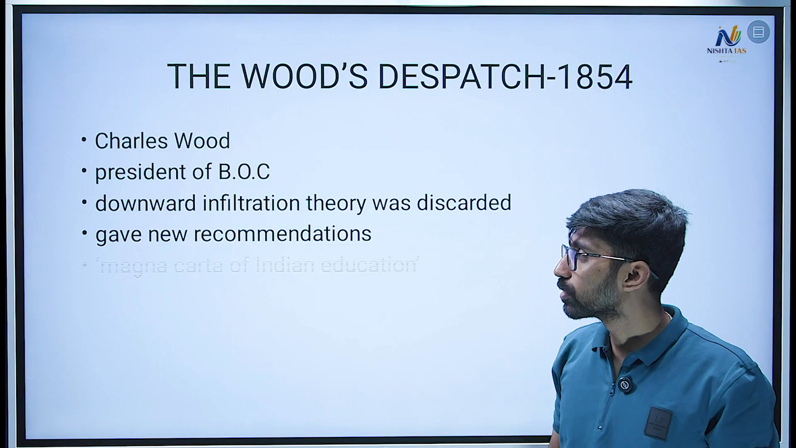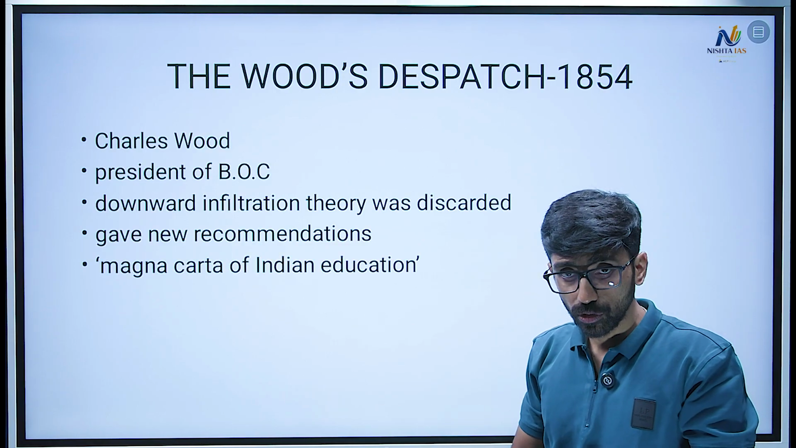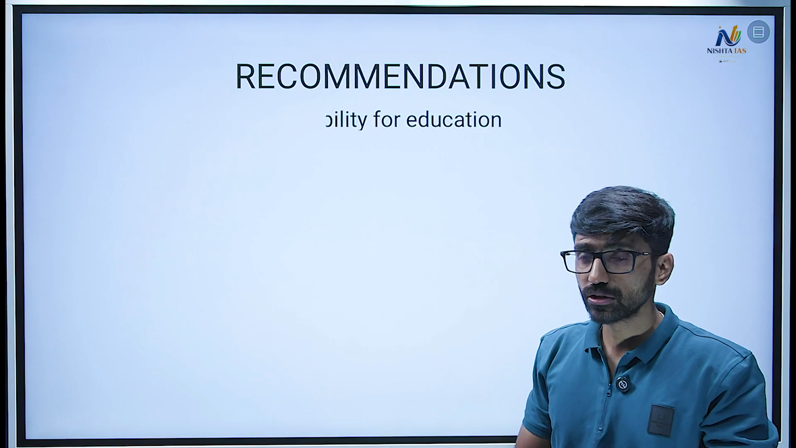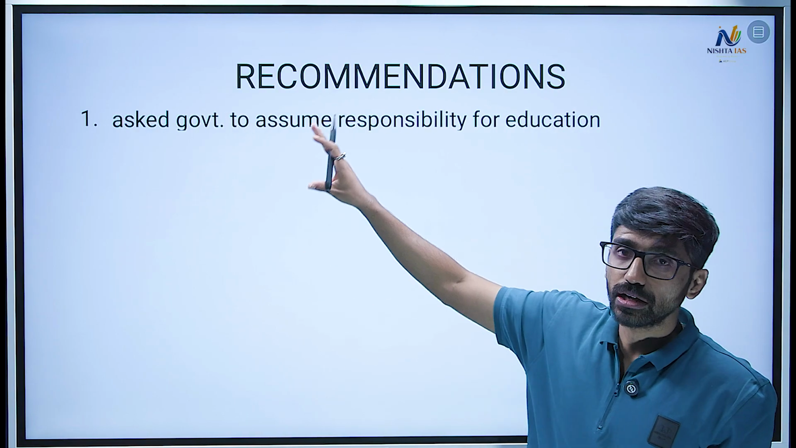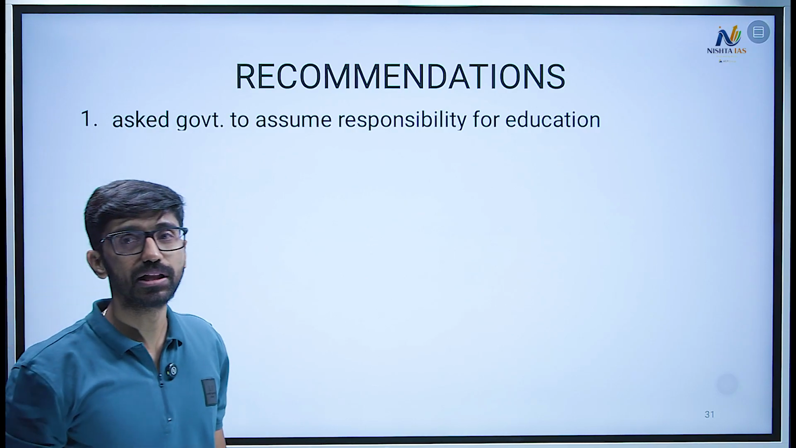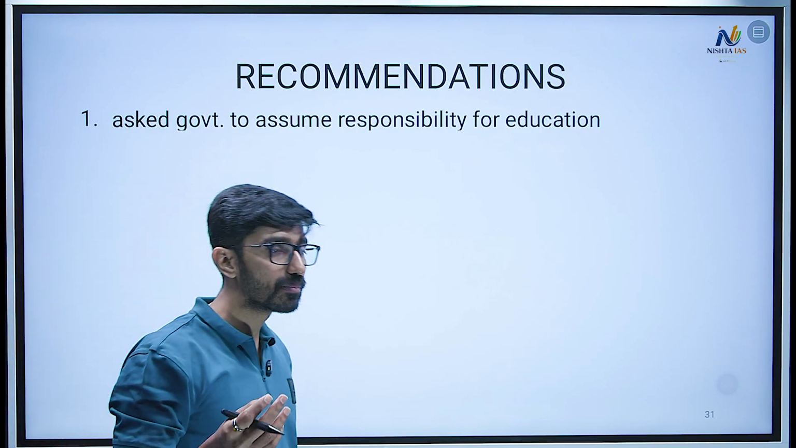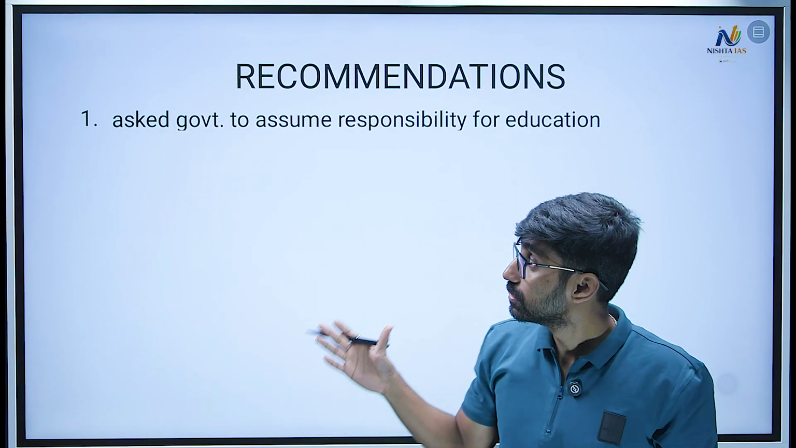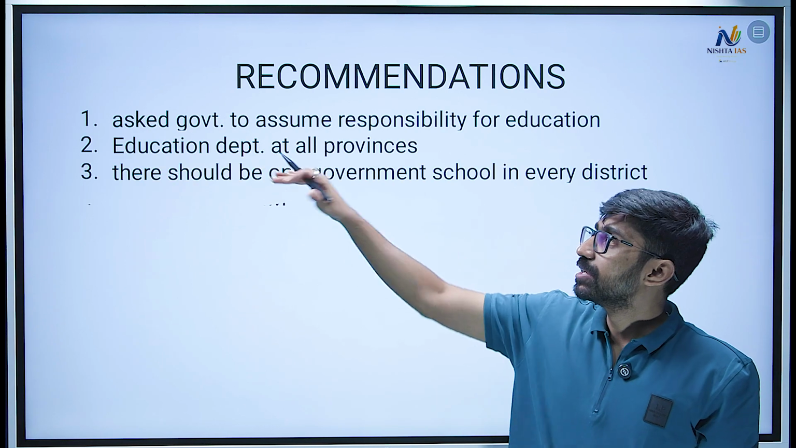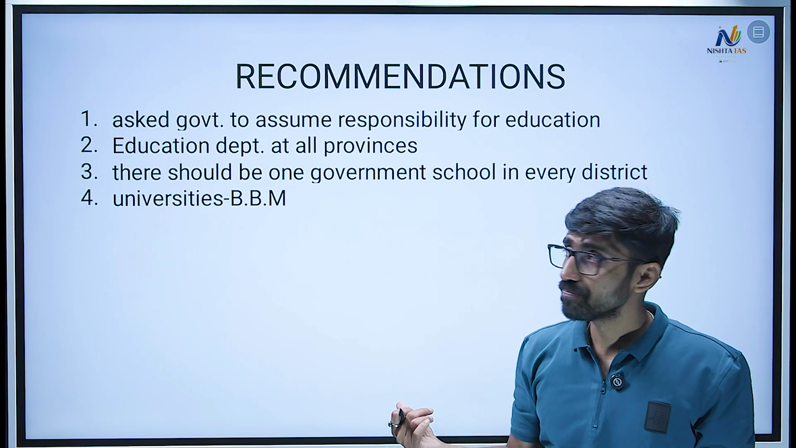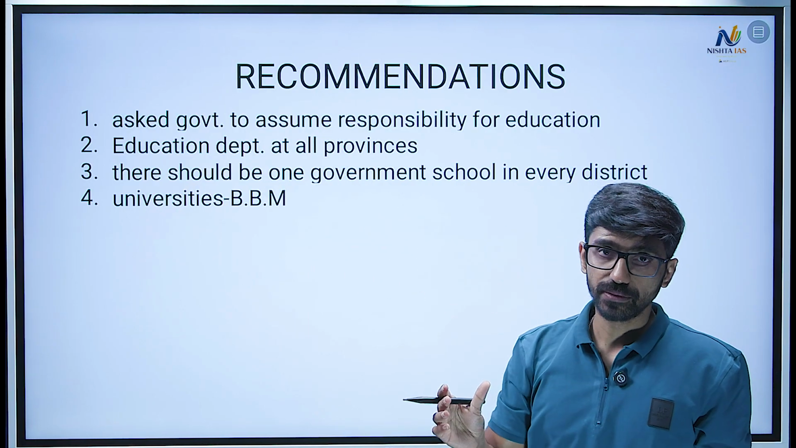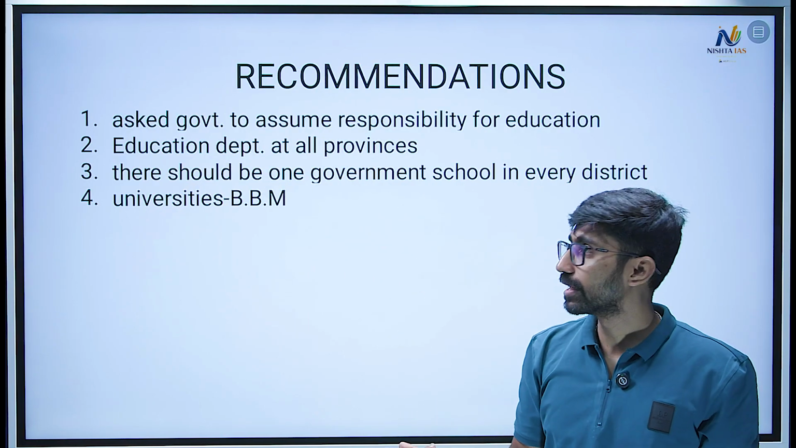Why? Because it gave some new recommendations. What are the new recommendations? The recommendations are quite forward looking, and even today they hold true. It said that the government should assume responsibility for mass education, not just the upper class or the middle class. An education department should be established in all provinces, and there should be one government school in every district. That is a responsibility the government should take.